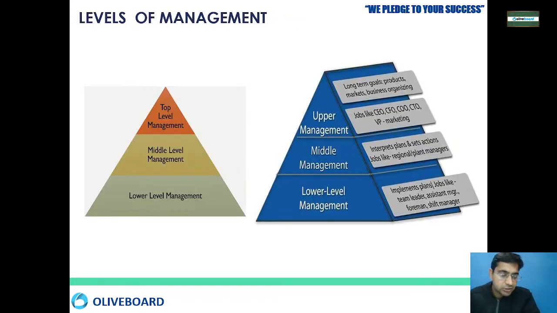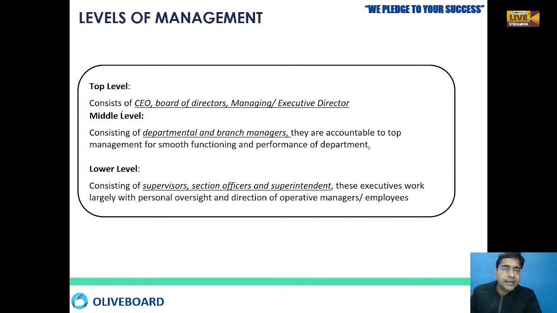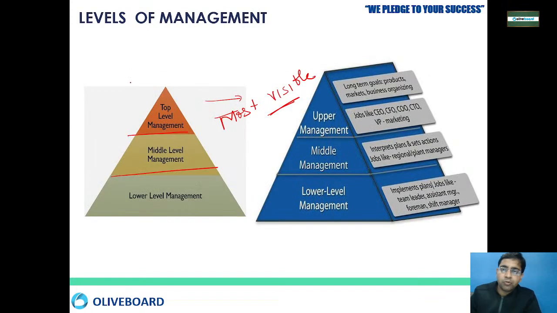Then comes the levels of management. Whenever we talk of the levels of management, these are the three parts, the most visible part of management. We have top level management, middle level management, and lower level management. Whenever we are talking about upper management, we are talking about jobs like CEO, CFO, chief operating officer, chief technical officer, vice president, all these people. What is the task of these upper level management people? Normally they discuss long term goals. They set long term goals. They decide what product they want to launch in the future, the marketing strategy, marketing the business. So they normally take the big decisions.